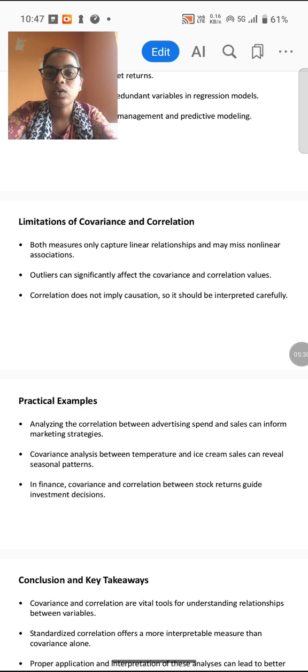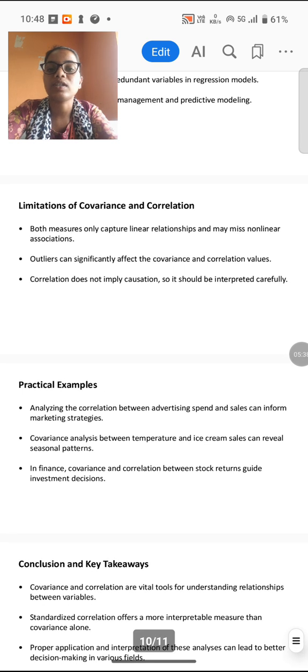When it comes to correlation, it is sensitive to outliers. Even small errors can change the entire value of the correlation. It measures only the linear relationship between the variables. Non-linear patterns can be hidden.